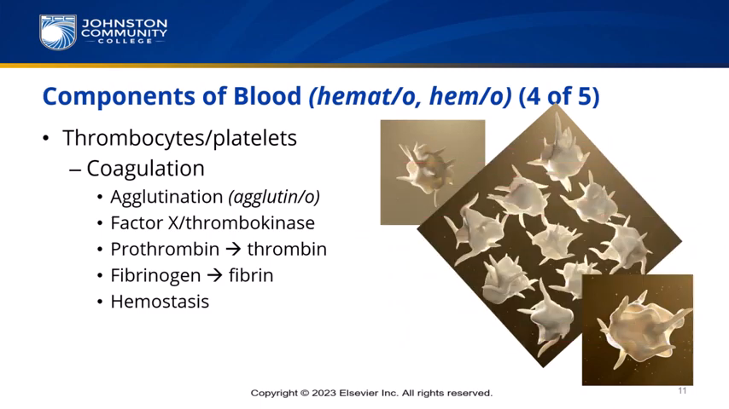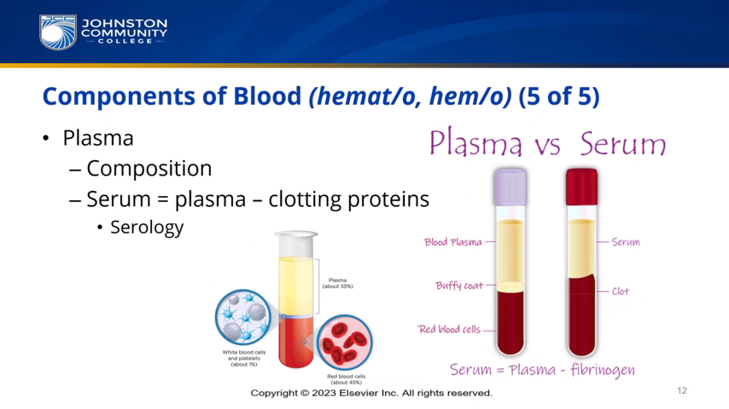Lastly, we have the term hemostasis. Remember, hemo is our combining form for blood. Stasis means stopping or controlling. So hemostasis, or the control of blood flow, is then achieved once that clot is in place. Lastly, we have plasma, which is the liquid portion of blood.